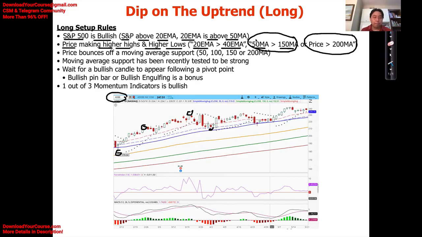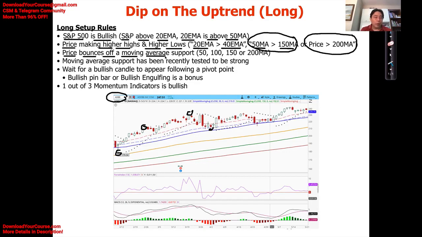the 20 must be above the 40. Next, we are waiting for a time when the price retraces, dips, and bounces off one of the moving averages that acts as a support. So either the 50, the 100, the 150, or the 200 simple moving average.